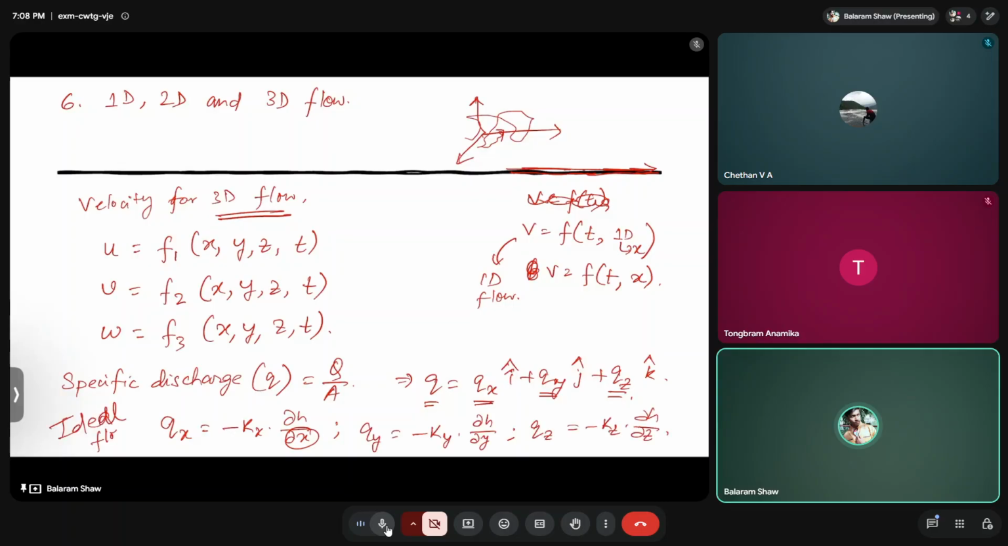Generally, the rocks and so on are non-homogeneous and anisotropic, and therefore this Kx, Ky, and Kz will vary. Okay, so we'll move to the next question, but for this also we need something.